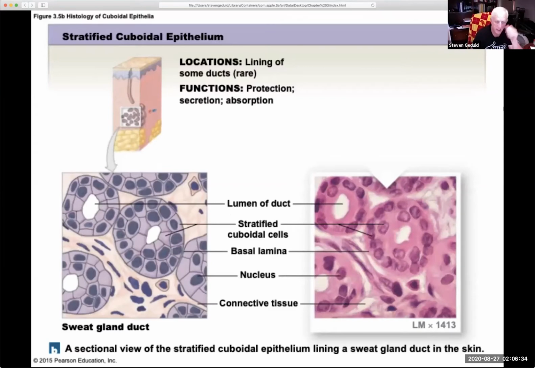Okay, lining of some ducts for sweat glands, and again, you can see here we have 2 layers. Here's an inner layer around this lumen, and there's another layer around it. So that's where the word stratified comes from. You have 2 or more layers, and you see the shape of these cells. They're not flat, they're in the shape of a cube. So stratified, cuboidal epithelium.